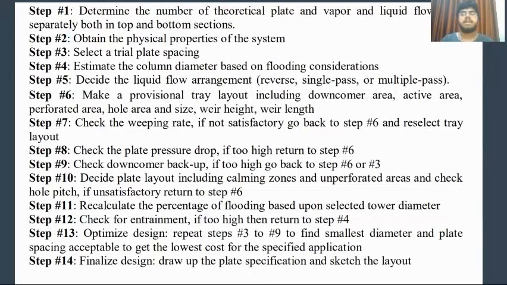Next is deciding the liquid flow arrangement: reverse, single or multiple pass. We will determine which liquid flow arrangement gives us the maximum efficiency. Next is making a provisional tray layout, including downcomer area, active area, perforated area, etc. When we calculate the plate hole diameter, it usually ranges from 3 to 12 mm. The center to center distance between two adjacent holes is called the hole pitch.